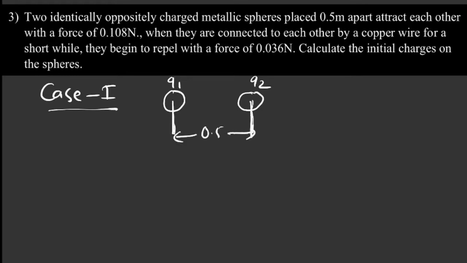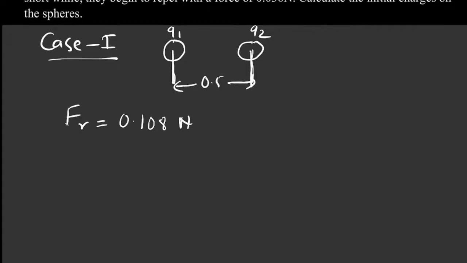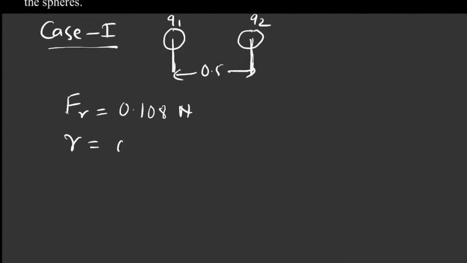Okay, these are the two spheres. So this is a situation here. For the first situation, what is given? The repulsive force is given. And how much is it? It is 0.108 Newton. And for the first case, the distance between them is 0.5 meter.